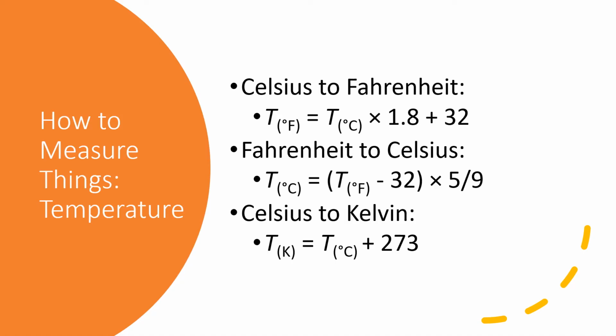With this one, I'm trying to find Fahrenheit, and Celsius is the number I'm plugging in here and multiplying like that. Some students get confused by the order of this, so I'm going from Celsius to Fahrenheit in this case.